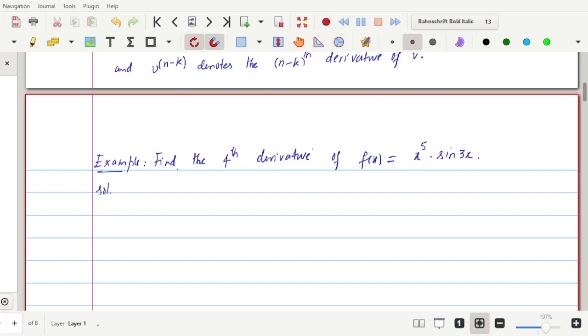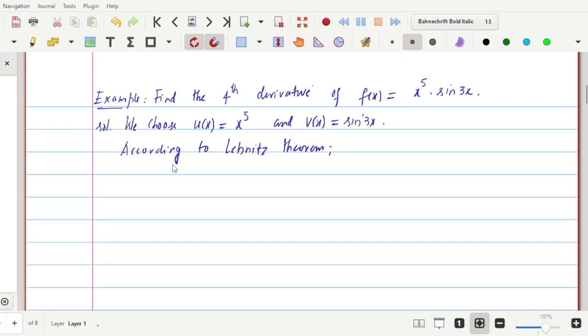So in our solution, according to Leibniz theorem, we choose u of x is equal to x power 5 as one of the two functions, and name the other function as v of x, which we now take as sine 3x. Now according to Leibniz theorem, we have the formula for the fourth derivative.